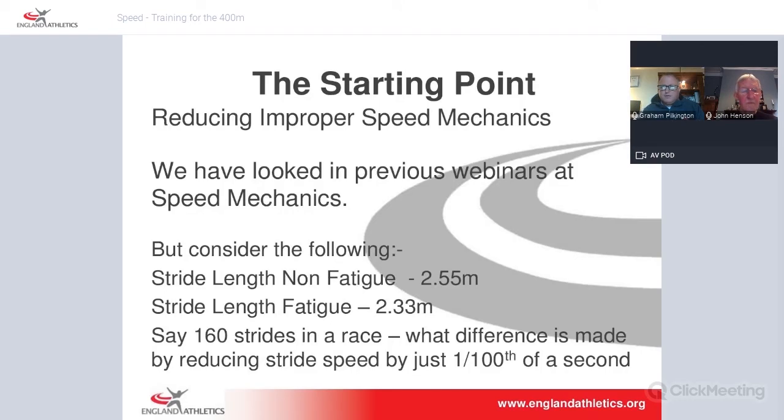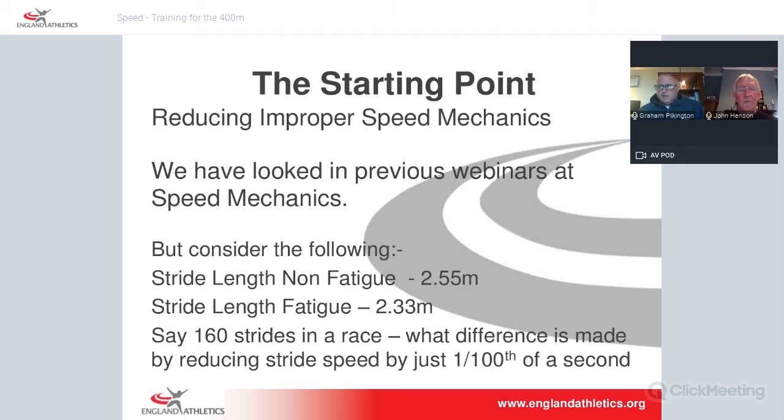The starting point for me for coaching is reducing improper sprint mechanics. For me, it's the biggest quick win that you can have. We've looked at sprint mechanics in previous webinars, so we don't intend to touch on them very much through this. We will touch on elements of it, but not go through them massively. But just one thing I put to the athletes is to consider the following.